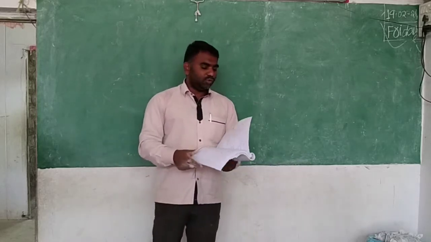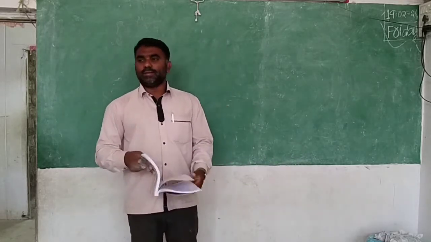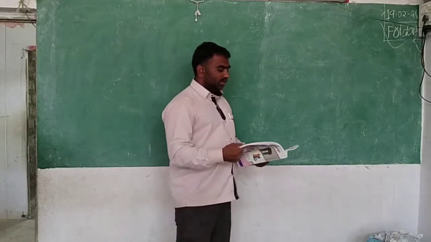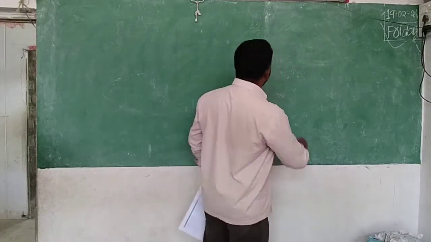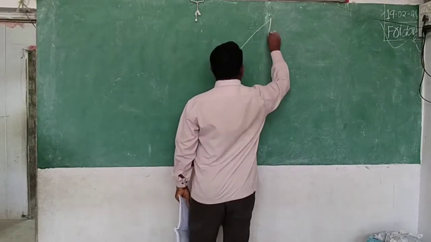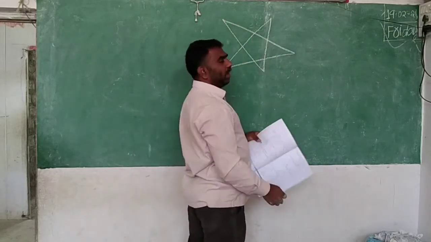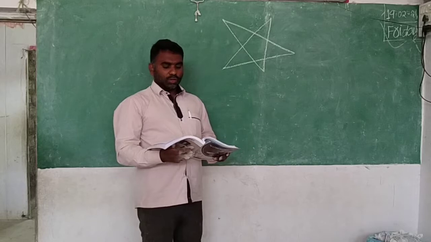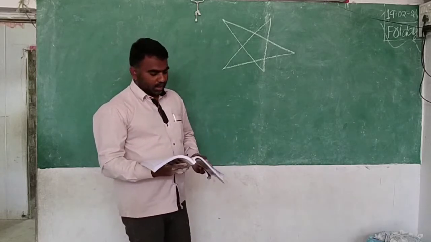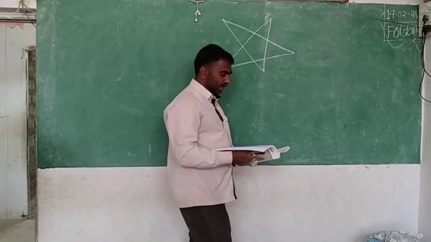13. Something confusable it is, but if you understand, it is very easy. There is a star. You know the star. You draw the star. So here so many angles are there. But you want to find it here.